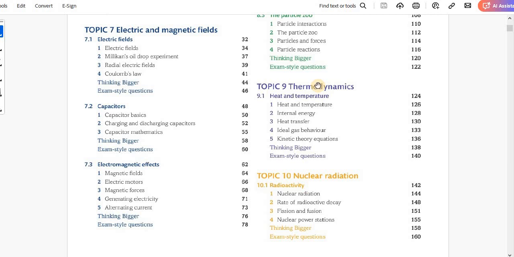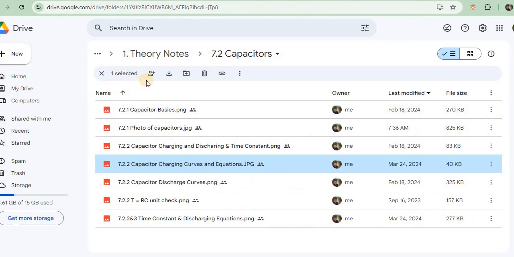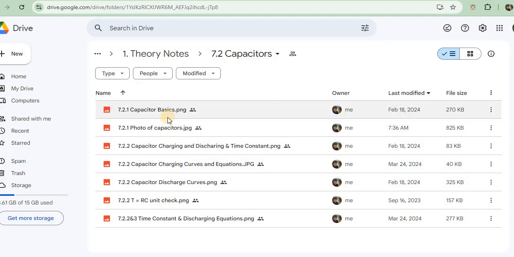In the lesson today, we are going to discuss capacitors. The topic capacitors is under electric and magnetic fields, and you can see that it is chapter 7.2. We have three subtopics, 7.2.1, 2 and 3. I also have the notes here which I will be using during the lesson.